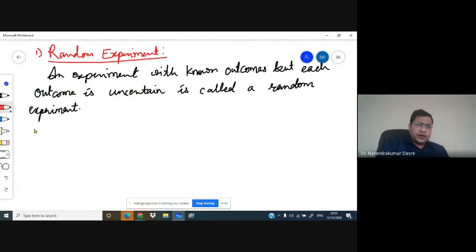Once we have a random experiment, we have to think about what the outcome is called. So we have the sample space. The next concept we need to understand is the sample space. We have an experiment, either I'll roll a die or I'll toss a coin. When I toss a coin, what are the possibilities or outcomes that I will have? Either a head or a tail. There are only two possible outcomes: head and tail. These two points form the sample space for this coin tossing random experiment.